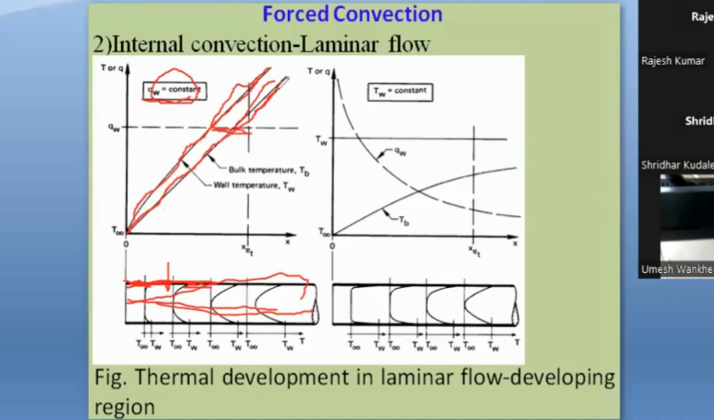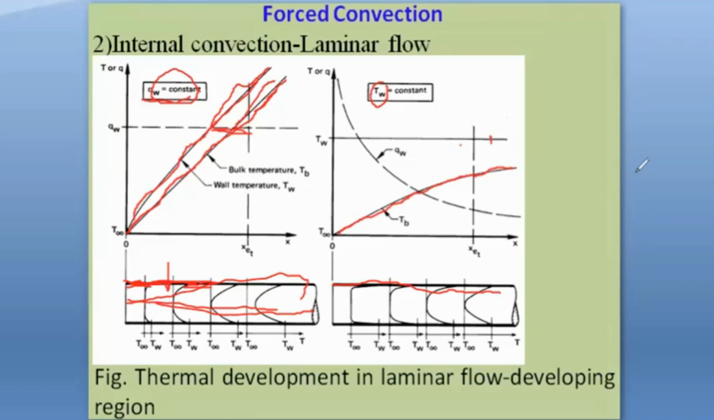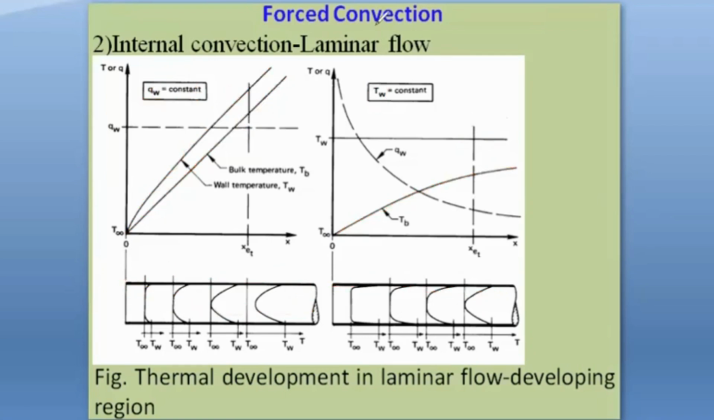Now we will see constant wall temperature. The wall temperature is constant and it is higher than the fluid temperature, so the fluid temperature will go on increasing. So this difference will go on reducing, and there will be a single value for the Nusselt number.